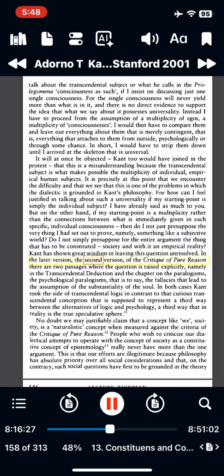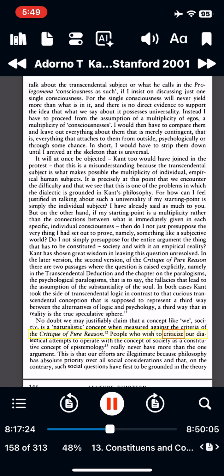In the later version, the second version, of the Critique of Pure Reason, there are two passages where the question is raised explicitly, namely in the Transcendental Deduction and the chapter on the paralogisms, the psychological paralogisms, that is to say, the fallacies that lead to the assumption of the substantiality of the soul. In both cases Kant took the side of transcendental logic in contrast to the curious transcendental conception that is supposed to represent a third way between the alternatives of logic and psychology, a third way that in reality is the true speculative sphere. No doubt we may justifiably claim that a concept like we, society, is a naturalistic concept when measured against the criteria of the Critique of Pure Reason.